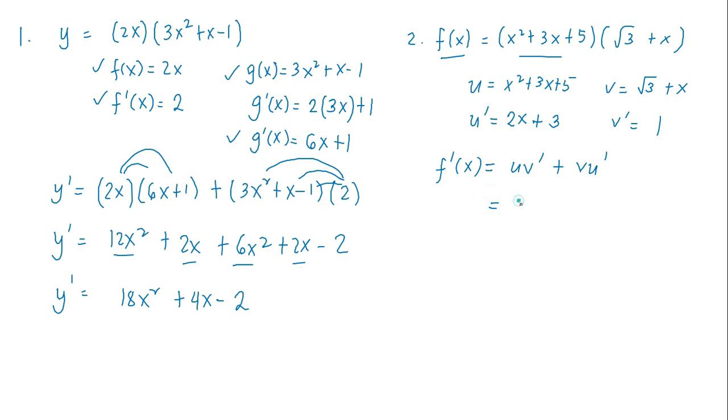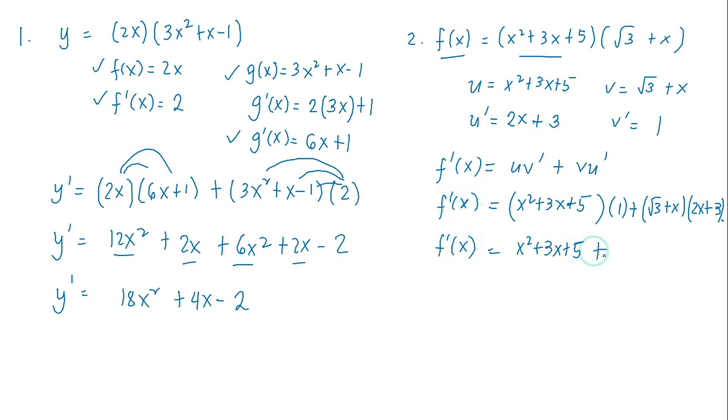Substituting, we have x squared plus 3x plus 5 times 1 plus v, which is square root of 3 plus x, then u prime, which is 2x plus 3. Okay? So we have to simplify everything. So x squared plus 3x plus 5 times 1 is of course x squared plus 3x plus 5 pa rin naman. Right?